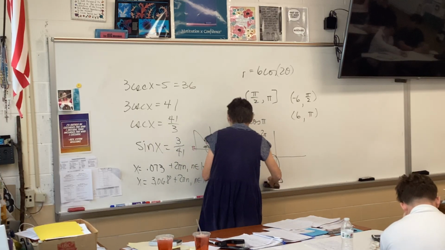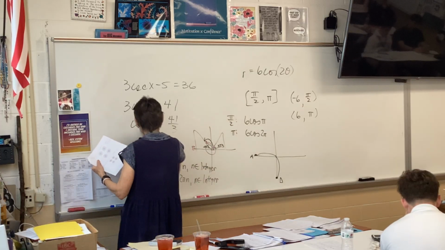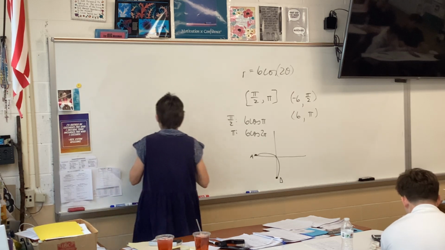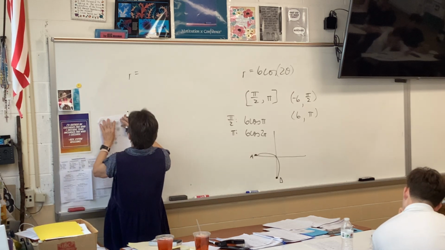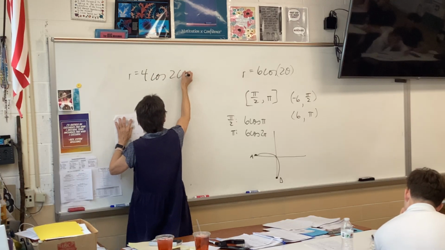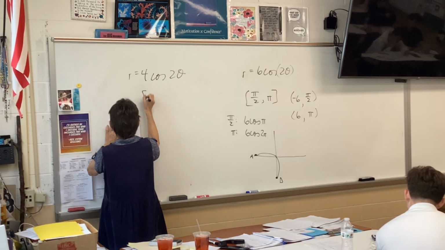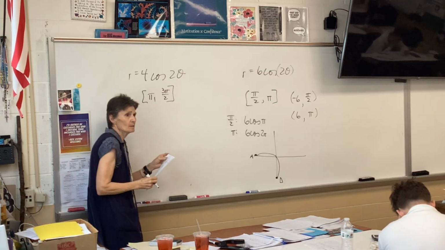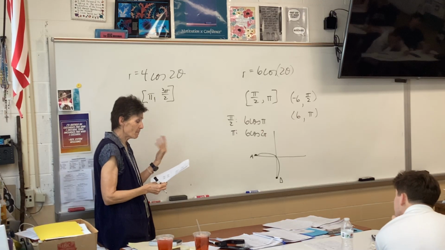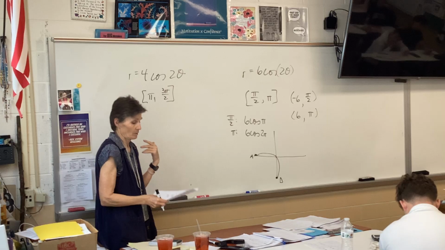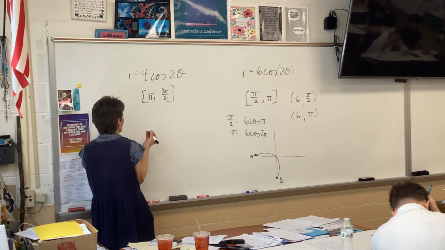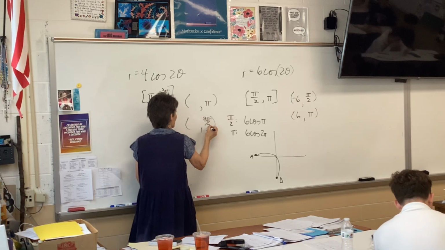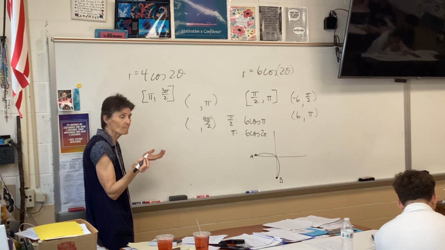17 is another graph. Only this time he didn't graph the whole thing. This, well, we know the equation. 4 cosine 2 theta. And we're going from pi to 3 pi over 2 this time. Okay. So I think maybe I'll do the same thing. So if I plug in pi, I'm looking for my ordered pairs at pi and 3 pi over 2.